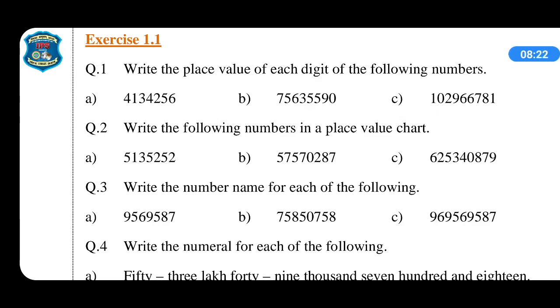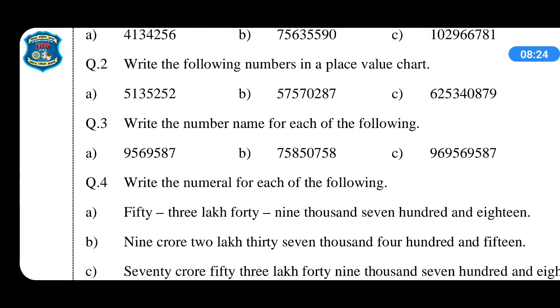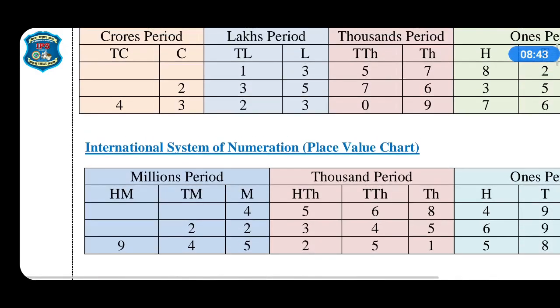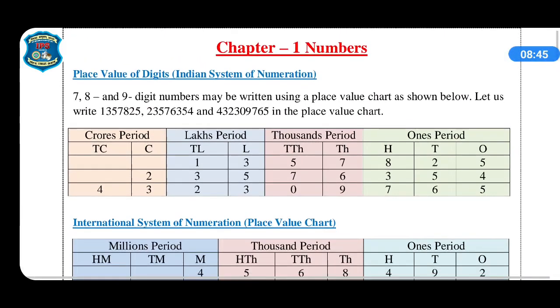Now the question number 2. The question number 2 is, write the following number in a place value chart. Now you have to make a chart and then you have to put the numbers in that place value chart. So first note down this number, right? Then you have to make a chart according to the Indian system of numeration.